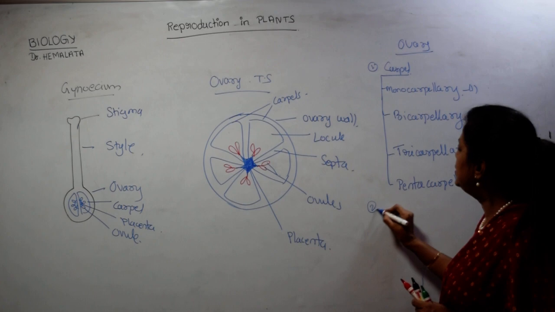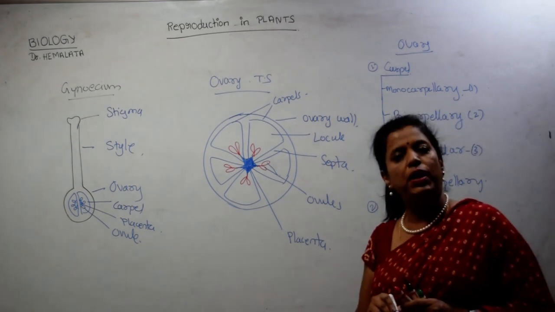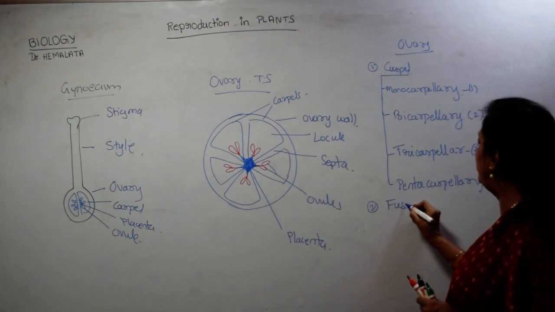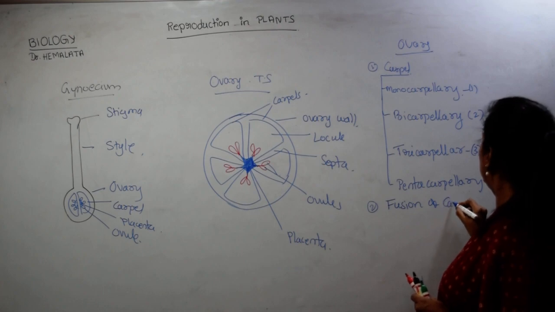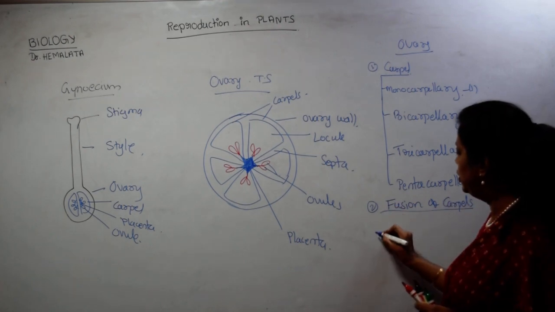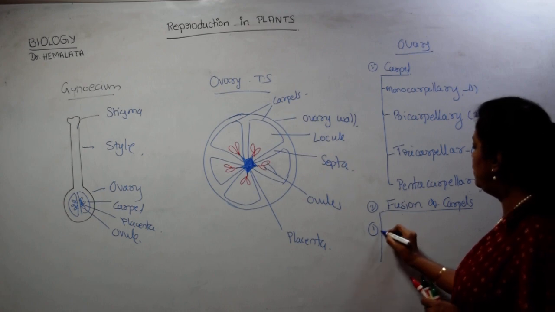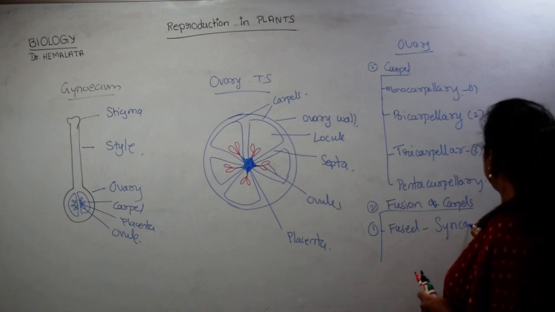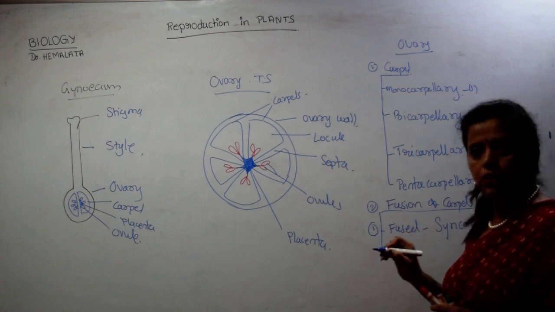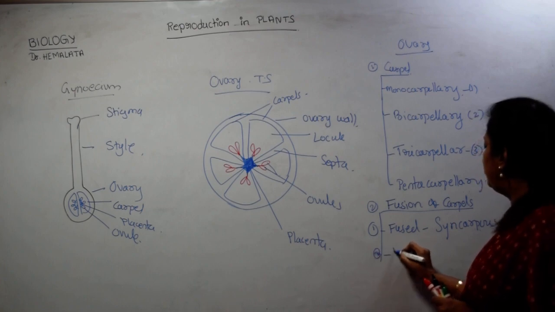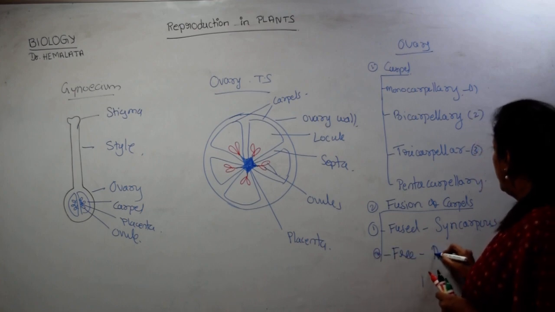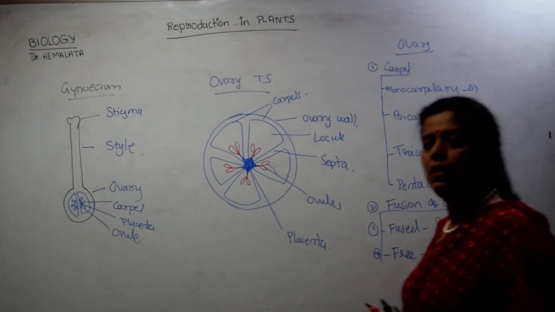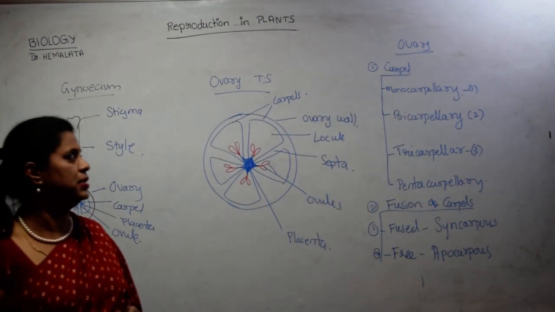Now the second classification is whether the carpels are fused, they have a common ovary wall, or they are separated. Second thing is based on the fusion of carpels. If the carpels are fused, then we call it the syncarpous ovary. Syncarpous refers to fusion of the carpels. Second one, if they are free carpels, it is called apocarpous ovary. These are the classifications of ovary based on the carpels.